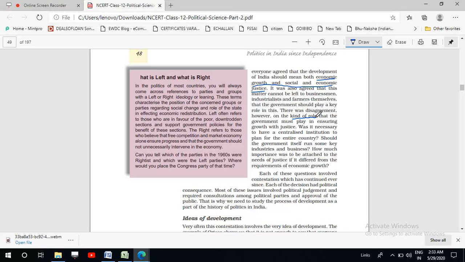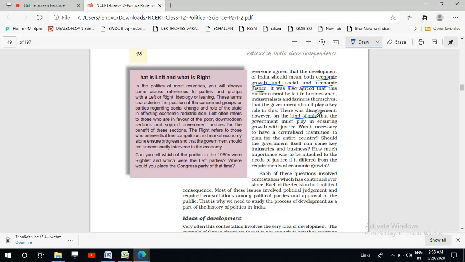So, in order to bring this growth with justice, was it necessary to have a centralized institution to plan for the entire country? Should the government itself run some key industries and business? Some industries must be run by the government or not.